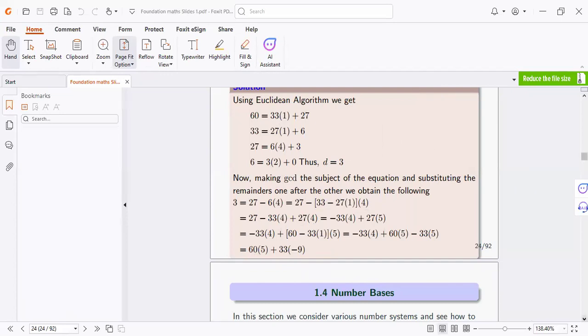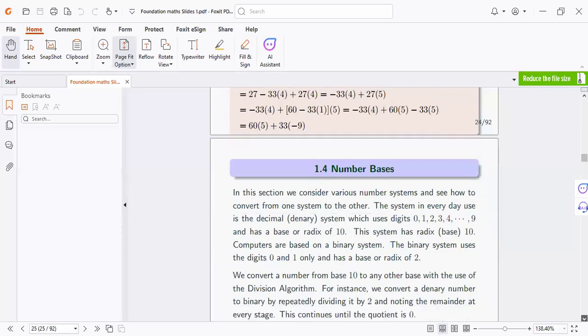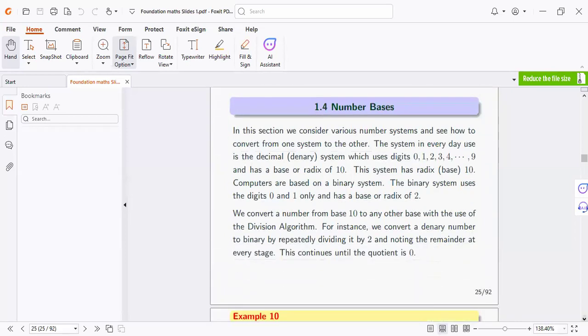Now, I just want to introduce number bases, and I'm doing this because we shall also require number bases later. I've said the commonly used base is the decimal, where we are using digits 0 to 9. So for numbers that have digits 0 to 9, the base is 10. And computers use the binary system, which uses 0 and 1. So the base is 2.